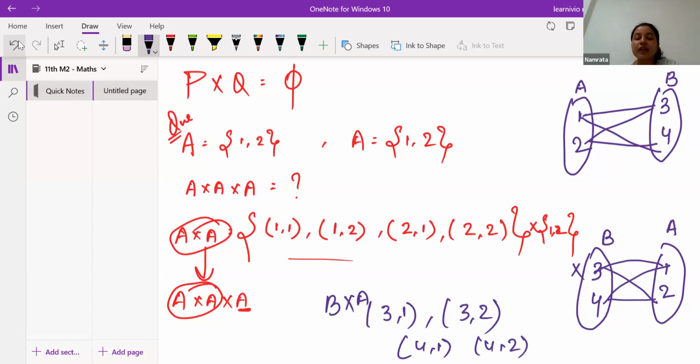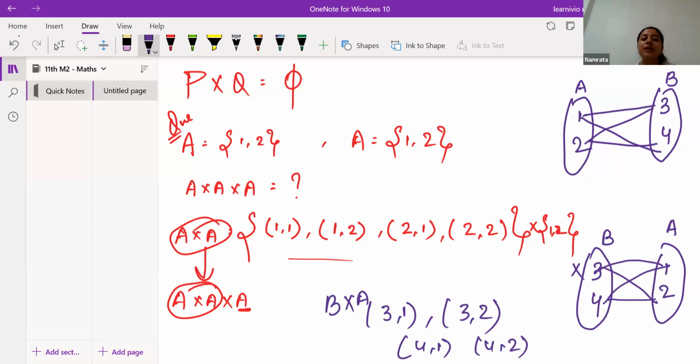Are you getting it, Lina? Yes, ma'am. We are making ordered pairs. We are not doing the multiplication of numbers. We are just making a pair of one element of this set with one element of that set. Again, this set's element with that set's another element. Like this.